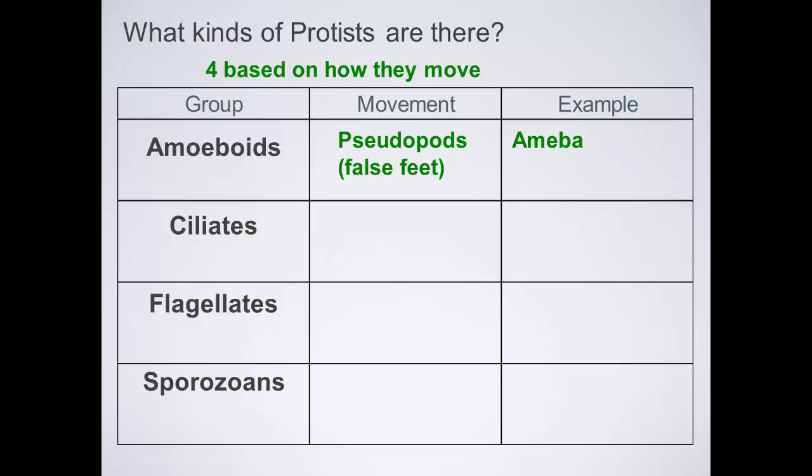Electron. All right, ciliates. Ciliates move using cilia. That's why they're called cilia.